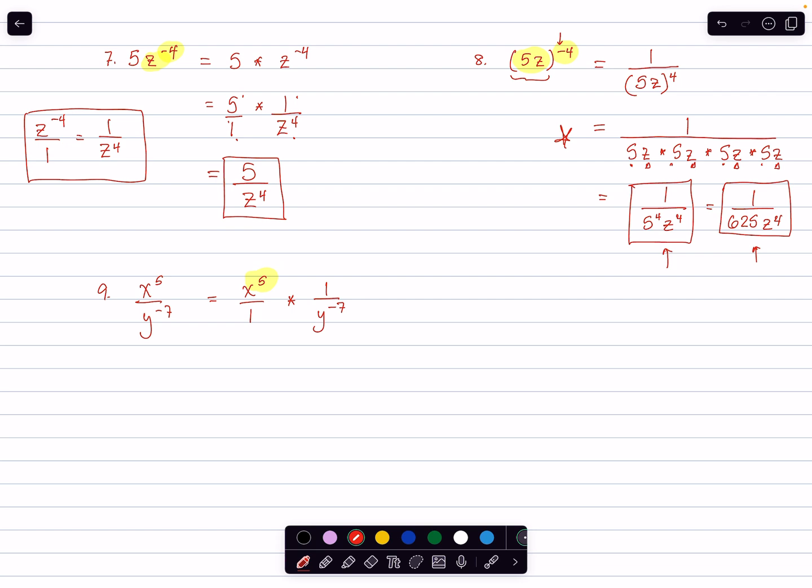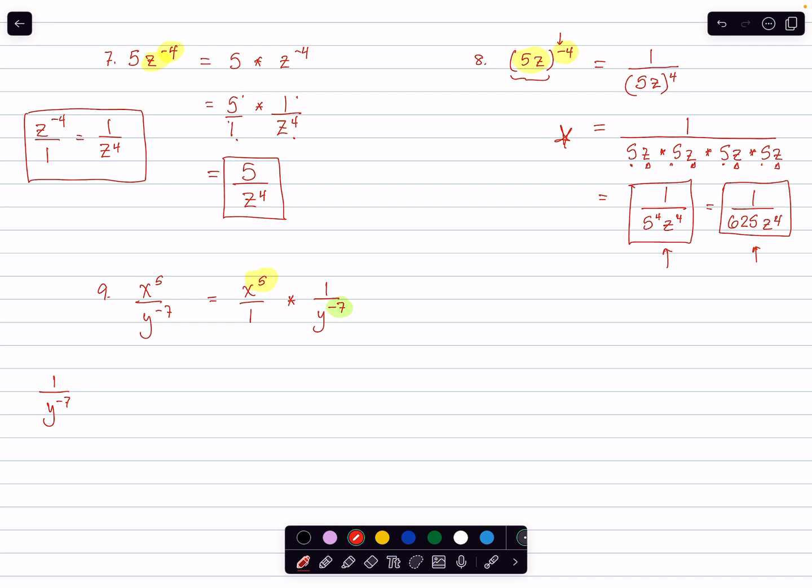But this one down here, this y to the negative 7th, that's a little strange. We have a negative exponent that's already in the denominator of a fraction. So what do I do? Well, I'm going to go off to the side and show you. If I have 1 over y to the negative 7th, remember that the negative sign in front of the exponent says take the reciprocal.